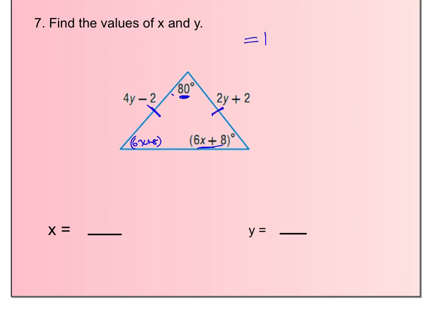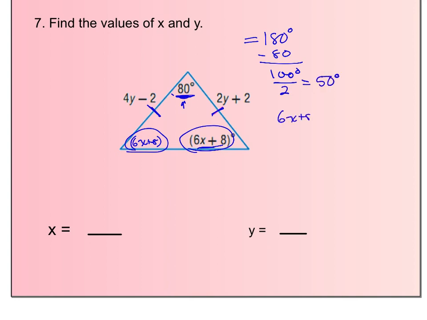But what I can do is use the fact that my angles have to add up to 180. Well, if I know this top one is 80 degrees, I can subtract it. Then I know that each one of these are going to be the same. So if I divide that by 2, because there's 2 equal ones, I get 50. So each one of those is going to be 50. So then I can solve. So x is going to equal 7.